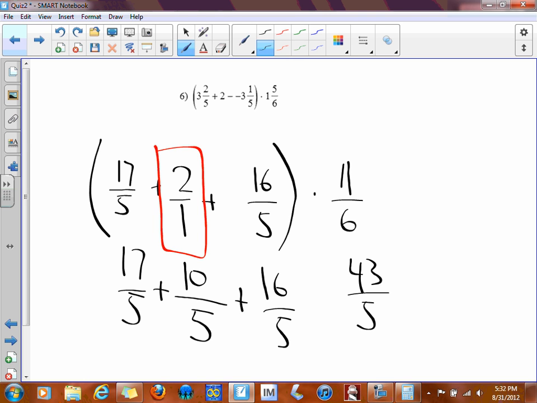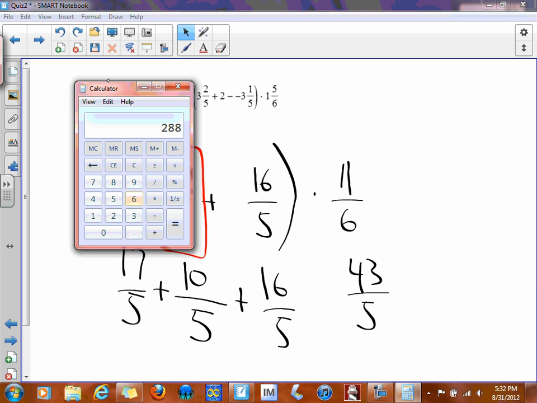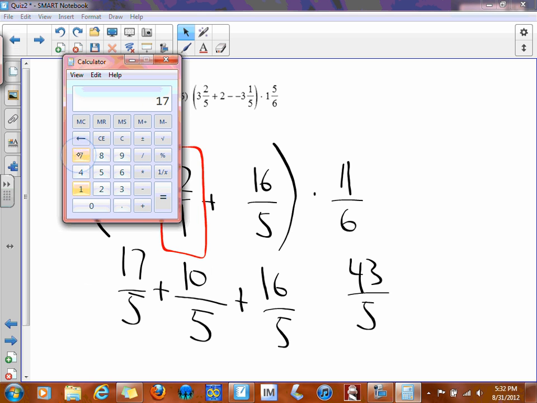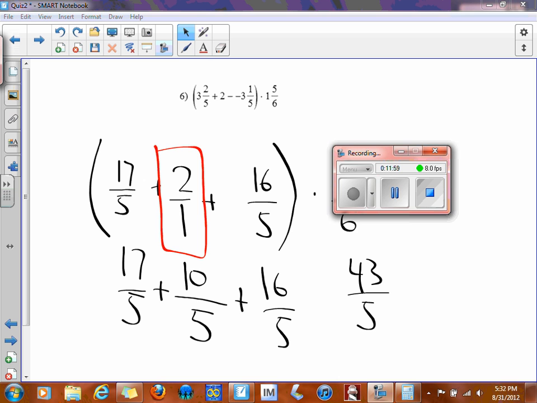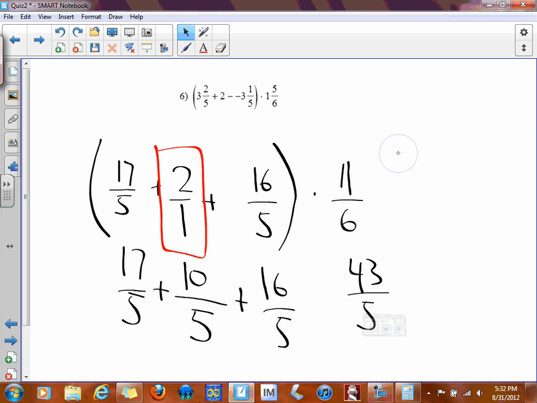I think so. I think I can. You know what? Let me go ahead and check that because I don't want to make a mistake on here and throw everybody off. 17 plus 10 plus 16. And that equals 43. Okay, I was right. Oh, phew. I can add.